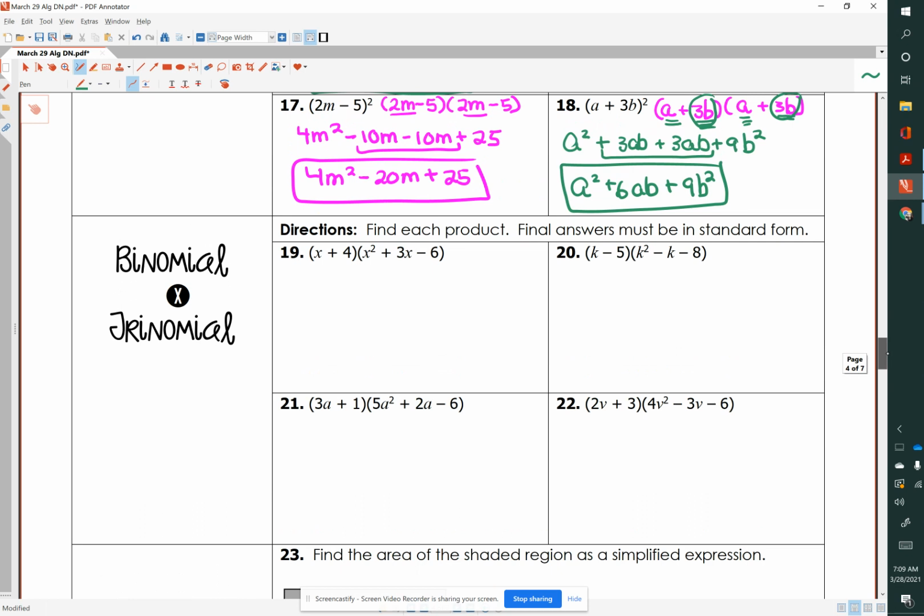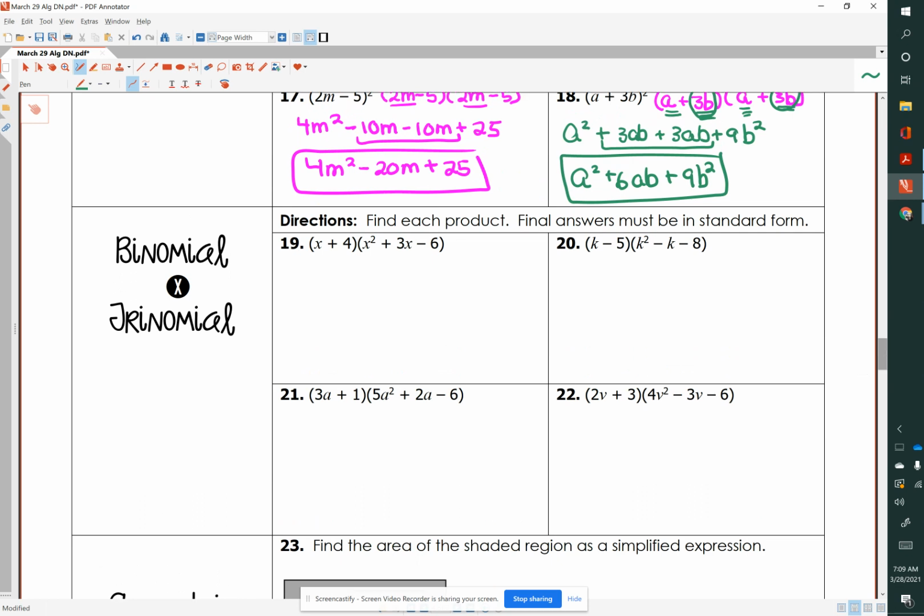So now we're going to try to multiply a binomial by a trinomial. Similar method, we can't call it FOIL because it's a little more than that, but we want to make sure that we multiply each of the terms in the first binomial by each of the 3 terms in the second polynomial. It's kind of like the distributive property on steroids. And we're also going to put our final answers in standard form. So x times x squared is x to the third.